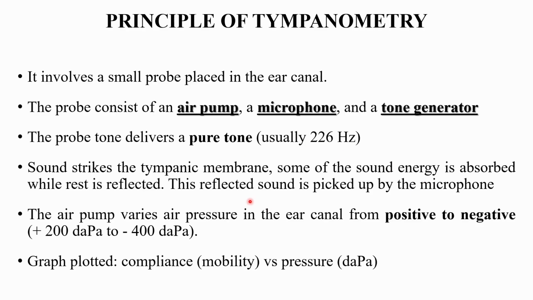This reflected sound is picked up by the microphone, and the intensity of reflection shows how compliant the eardrum is in response to pressure. The air pump varies the air pressure in the ear canal from positive to negative, from plus 100 to plus 200 daPa to minus 400 daPa. A graph is plotted of the compliance, which is the mobility of the eardrum, in response to the varying pressure.